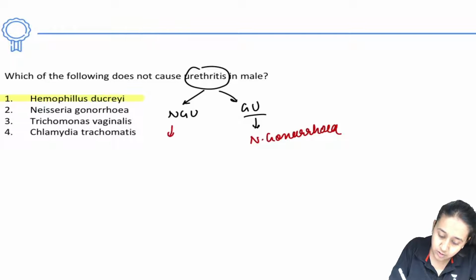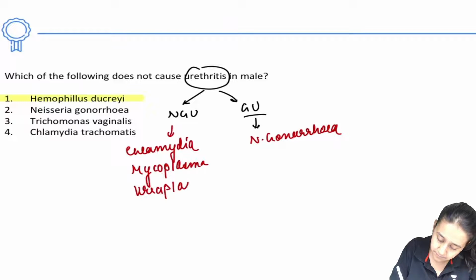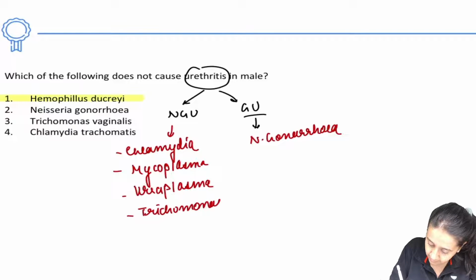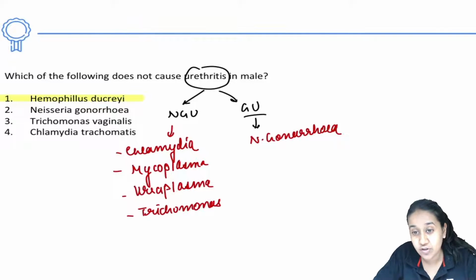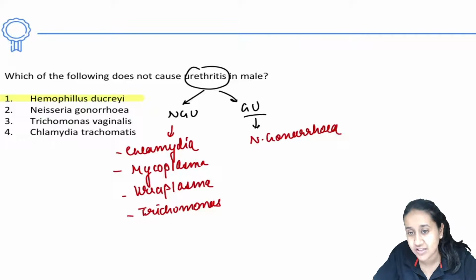while non-gonococcal causes are chlamydia, mycoplasma, ureaplasma, and even Trichomonas vaginalis. Trichomonas vaginalis can cause urethritis in males. We are not talking about vaginal infection. It cannot cause vaginal infection in the male, but it can cause urethritis.